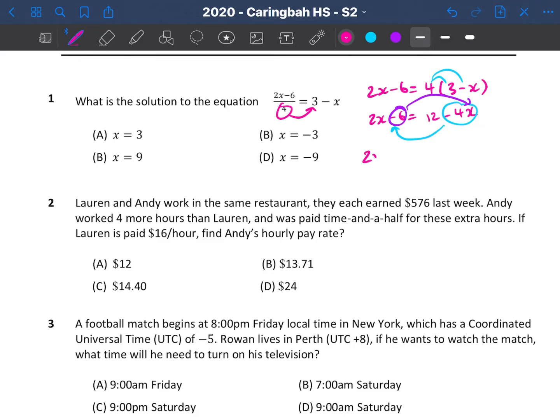I'm going to now bring all my x's to one side and my numbers over to the other. So this, I'll move over to here, and the minus 6, I'll move it over to the right hand side. In doing so, I now have 2x plus 4x, and that's equal to 12 plus 6. Okay, that leaves me with 6x is equal to 18. Divide both sides by 6, so x is equal to 3. A.